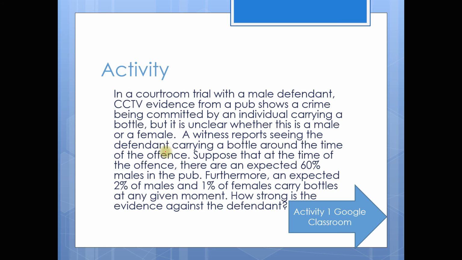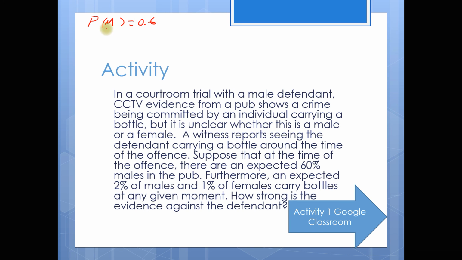A witness reports seeing the defendant carrying a bottle around the time of the offense. Suppose at the time of the offense there are an expected 60% of males in the pub. So you can already write down the probability of male is equal to 0.6.